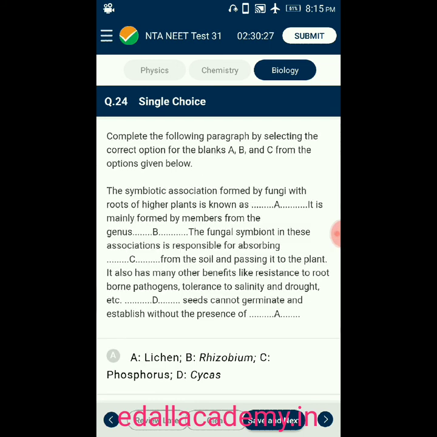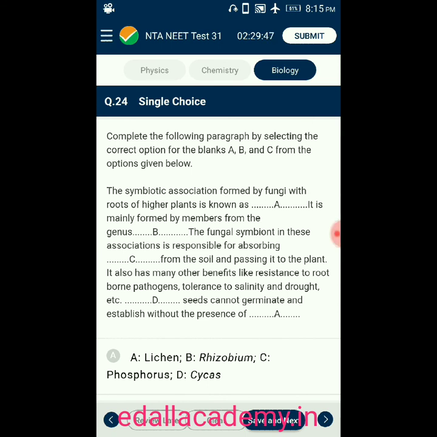Question number 24. Complete the paragraph by selecting the correct options for the blanks A, B and C from the options given below. Mycorrhiza is the symbiotic association formed by fungi with the roots of higher plants. Many members from the genus Glomus form this association. The fungal symbiont in this association is responsible for absorbing phosphorus from the soil and passing it to the plant.